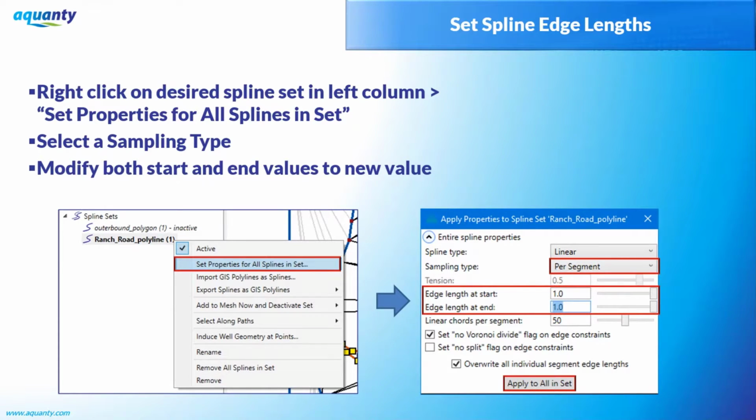Select a sampling type and modify both the start and end values to a new value. An important note here, if you are changing these values, you probably want to keep a record of these values that you changed somewhere, because if you close this menu and reopen it, it does not show you the values that you had previously input.